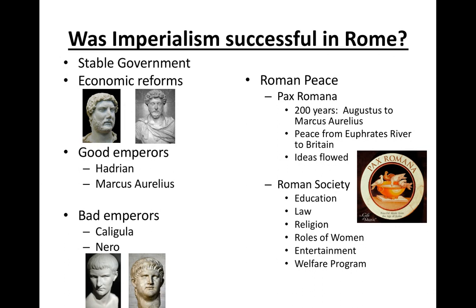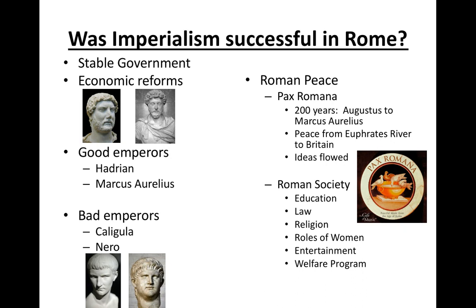But what we do know as looking at imperialism as a success in Rome is that Rome entered this time of peace. They call it the Pax Romana. And it's about 200 years from Caesar Augustus all the way to Marcus Aurelius, where we have this peaceful time all the way from the Tigris-Euphrates River in what we talked about as Mesopotamia, all the way to Britain. The entire territory that Rome had conquered and controlled at this point was peaceful. And during that time, ideas flowed from one spot to another, and we see a lot of prosperous time here for the people of the Roman Empire.